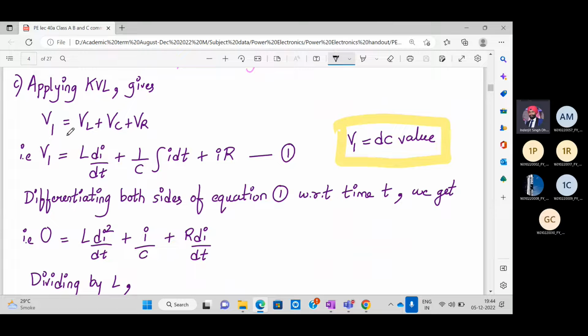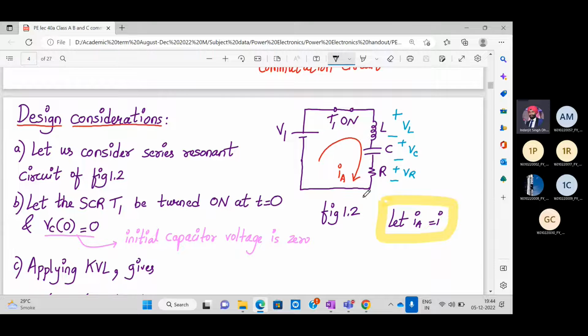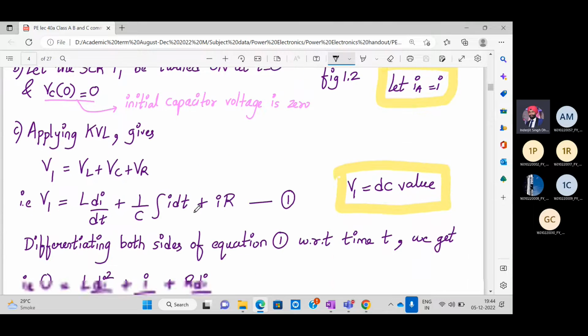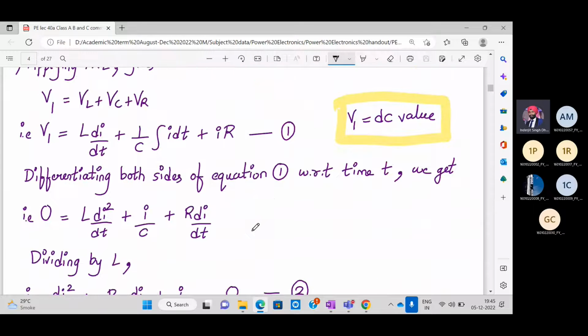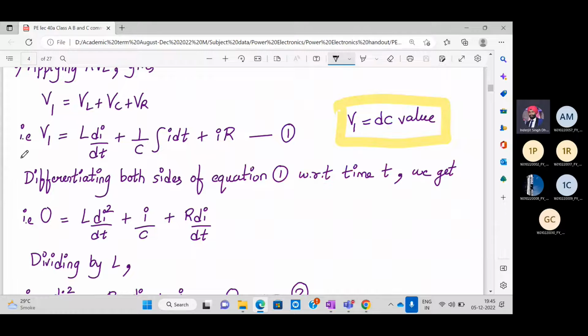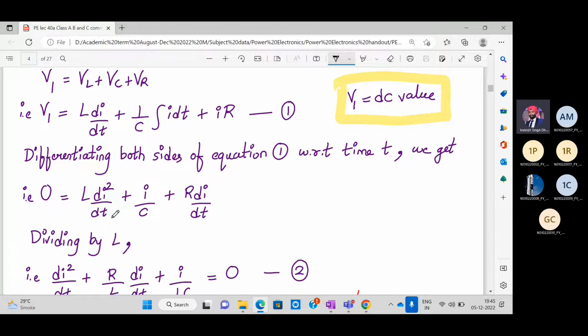Now V1 we write as it is. What is VL? VL is L di by dt, correct? It is the inductor voltage. What is VC? VC is 1 upon C integral I dt. This is a series network, so the current remains the same through the inductor, capacitor and resistor. So the voltage across the capacitor will be given by 1 upon C integral I dt, plus IR. Okay. And remember, V1 is the DC value. V1 is a DC value, remember that. Okay. So when we differentiate both the sides with respect to time, the left hand side will become 0 because V1 is a DC value. Then we get L, a constant, d squared i by dt squared.